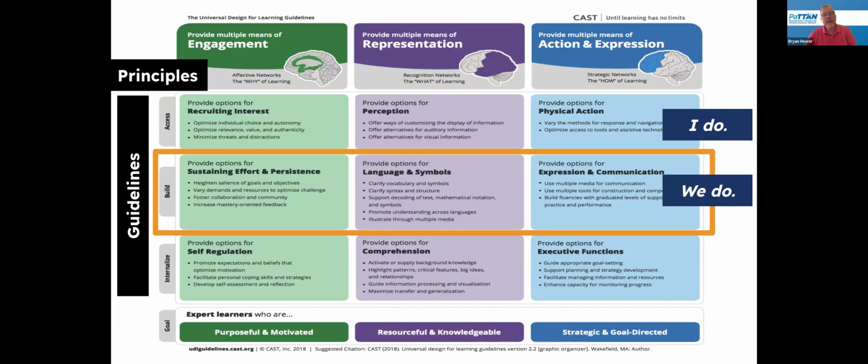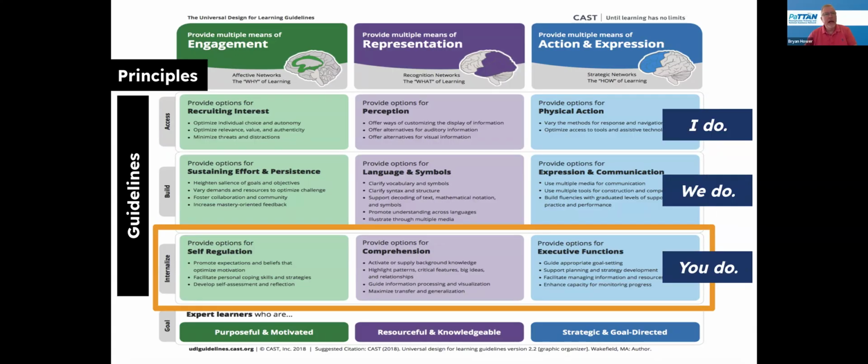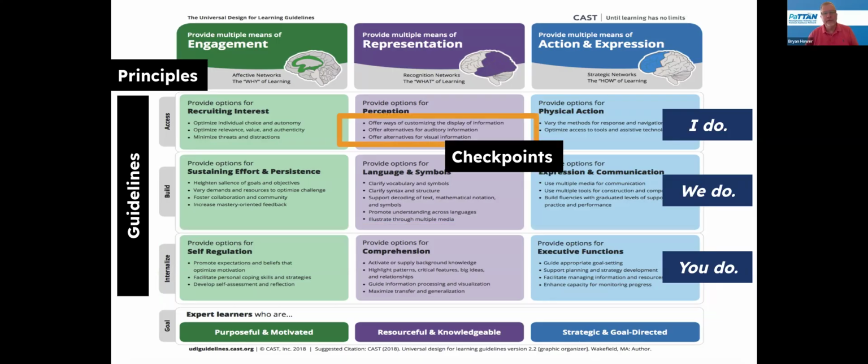And then we have the build, which corresponds to the stage we do. So in the we do stage, teachers and students, or students and students work together to build, construct the knowledge of skills. And then we have the internalize, which corresponds to the third stage, you do. Last stage, you internalize it. We want our students to work independently and internalize their learning. So each of these principal networks has three sets of guidelines so that there are a total of 9 different guidelines.